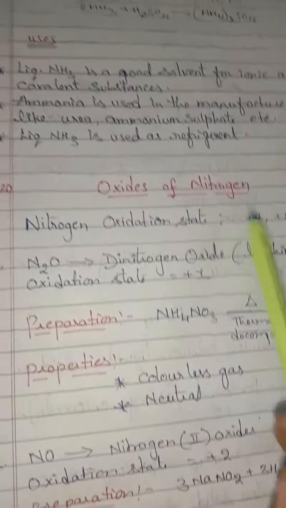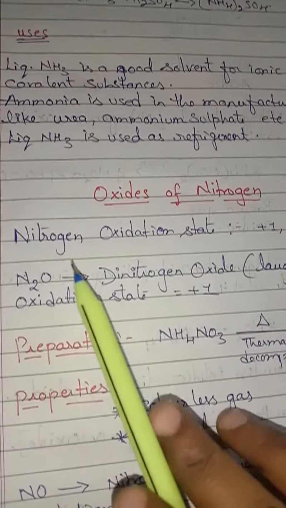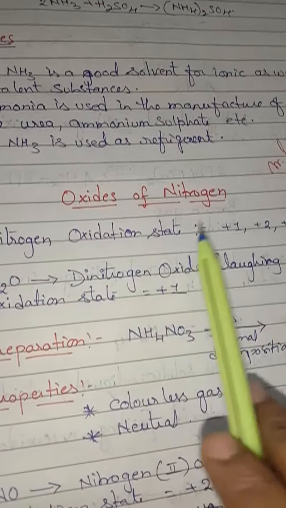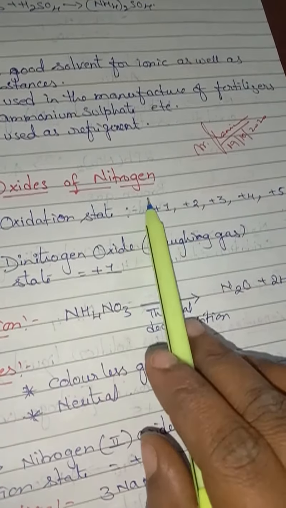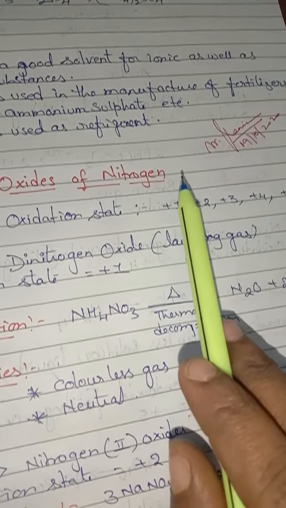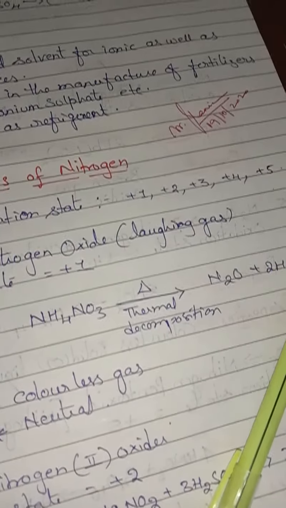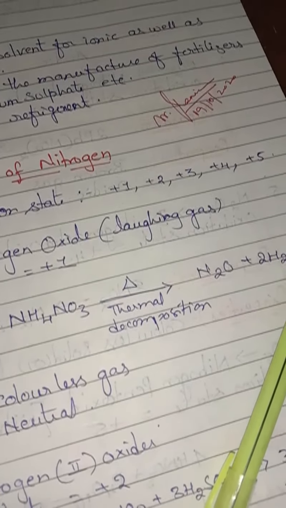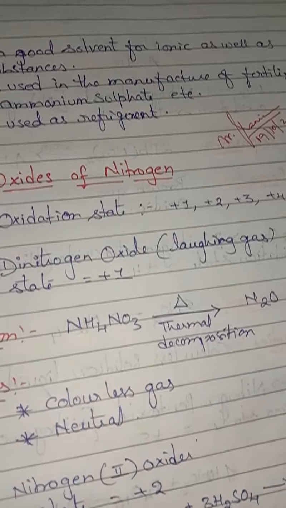Today we are going to learn about the oxides of nitrogen, that is, what is formed when nitrogen combines with oxygen. First of all, nitrogen's oxidation states vary from +1 to +5. The atomic number of nitrogen is 7 and its electronic configuration is 1s2, 2s2, 2p3. In the outermost shell it has 5 electrons, so it can show +1, +2, +3, +4 and +5 oxidation states. Based on these oxidation states, we are going to see what products we get when they react with oxygen.